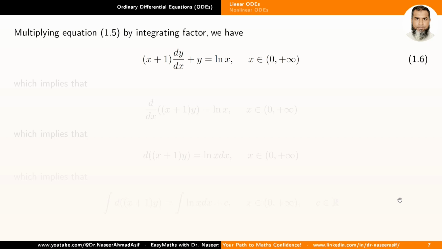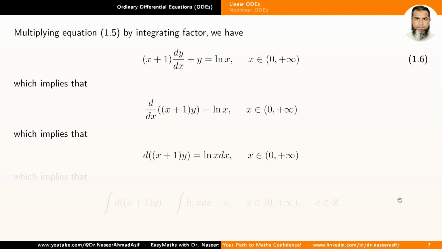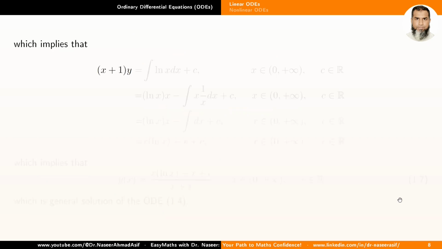Well, this can be expressed as d/dx of ((x + 1) y) = log x, where x belongs to the open interval (0, +infinity). So d((x + 1) y) = log x dx. Now taking integral, we have integral of d((x + 1) y) = integral of log x dx + c, where c is the arbitrary constant. So (x + 1) y = integral of log x dx + c, where x belongs to the open interval (0, +infinity) and c is the arbitrary constant.